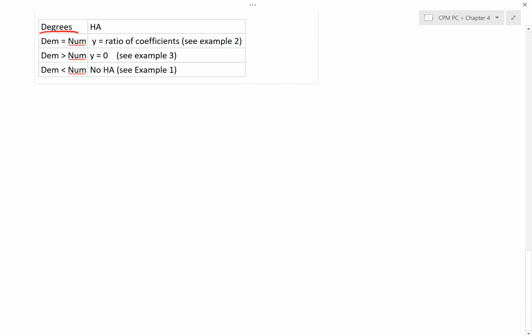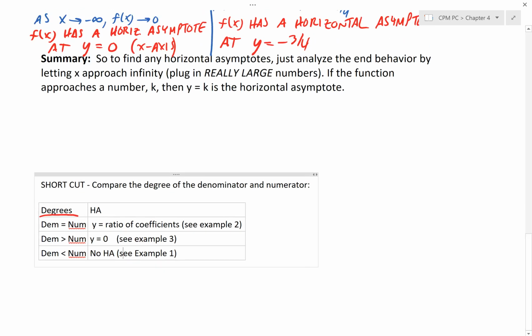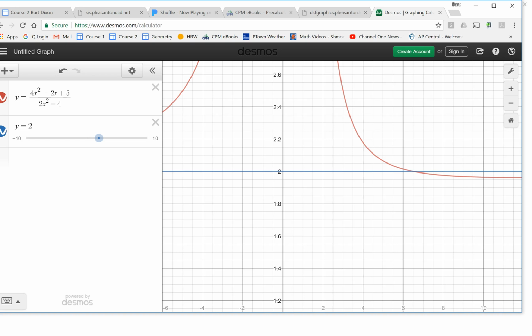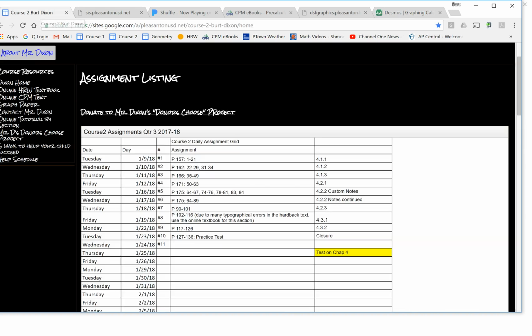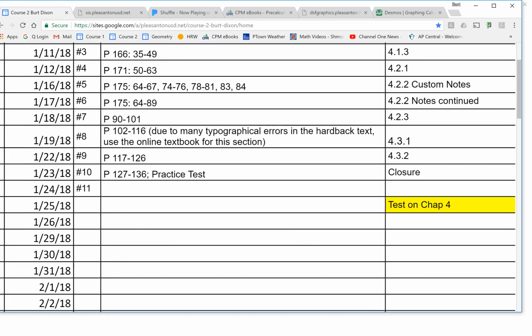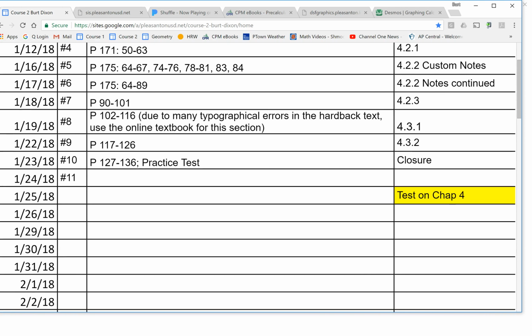Okay? And that is it for today's lesson. We'll continue with more tomorrow. And so I have some problems I selected from this section for you to work on. Only those problems, so we're not doing them sequentially like we normally do.